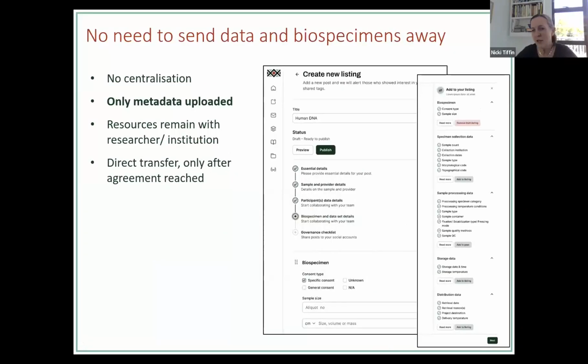So it's a really important point. We don't want any data centralized. We don't want any samples centralized. So there's no need to send the data or biospecimens away at all.